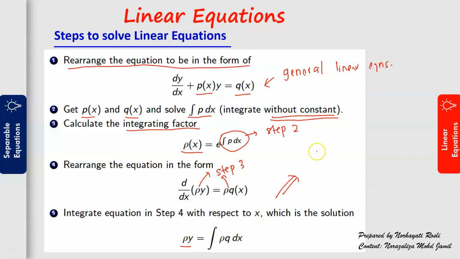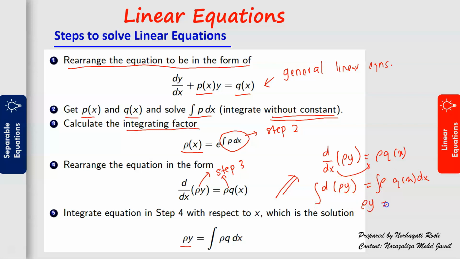That is, for this part, if we have step number 4 here, d/dx of (rho y) equal to rho Q(x), we can actually move this dx to this side. So we have d(rho y) equal to rho Q(x) dx, and then here we integrate both sides. We get here rho y equal to the integration of rho Q(x) dx. So we integrate this one. Finally, you will get a function of y, and you can move rho again to this side.